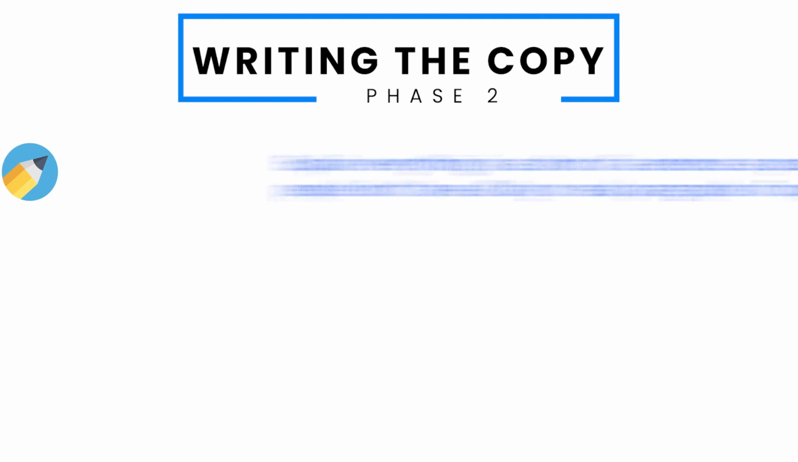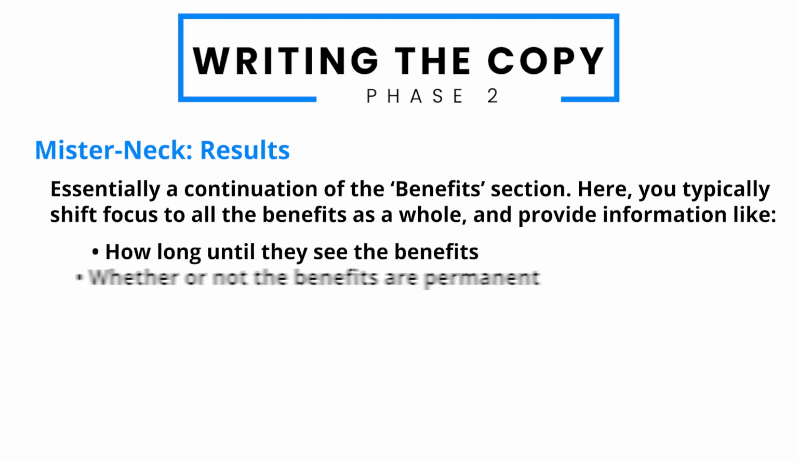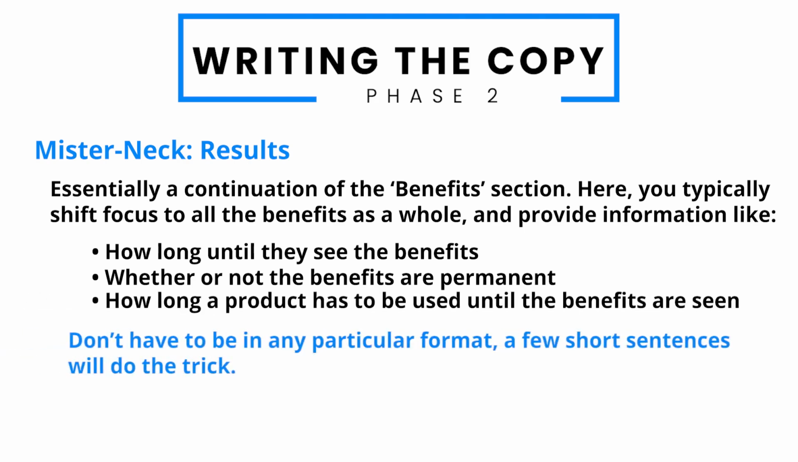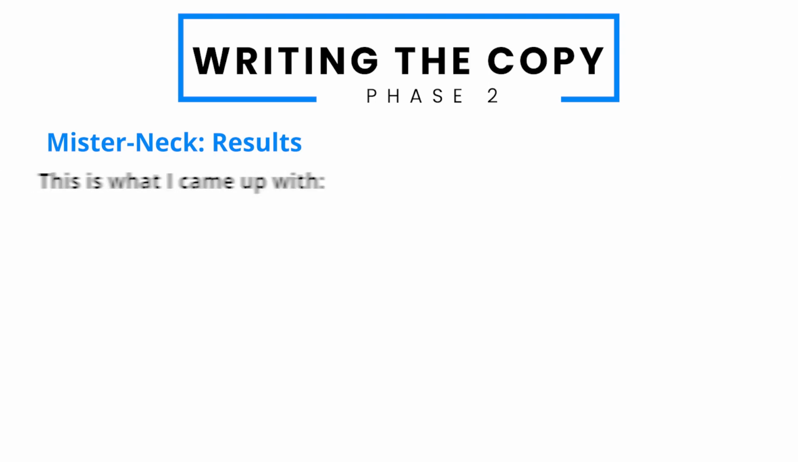Now the results section is essentially a continuation of the benefits section. Here you typically shift the focus to all the benefits as a whole and provide information like how long until they see the benefits, whether or not the benefits are permanent, how long a product has to be used until the benefits are seen. Now these don't have to be in any particular format. Generally, a few short sentences will do the trick. So let's take a look at what this section looks like for Mr. Neck. Here's what I came up with.